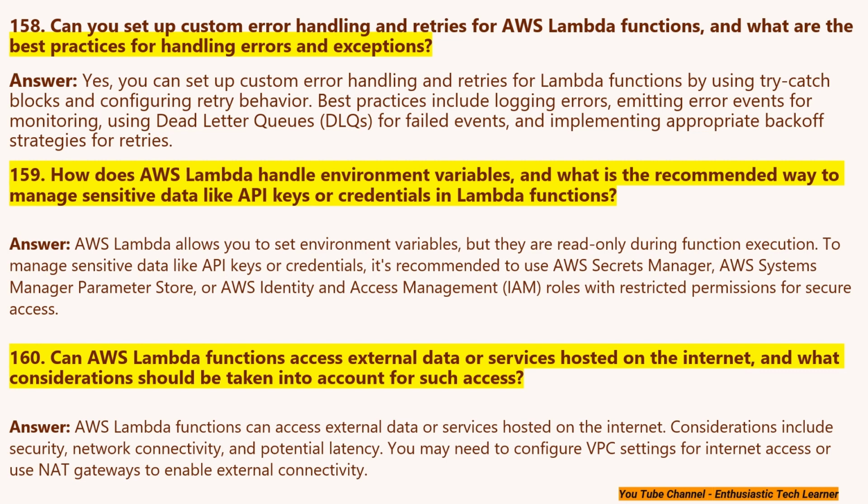Can AWS Lambda functions access external data or services hosted on the Internet, and what considerations should be taken into account for such access? AWS Lambda functions can access external data or services hosted on the Internet. Considerations include security, network connectivity, and potential latency. You may need to configure VPC settings for Internet access or use NAT gateways to enable external connectivity.